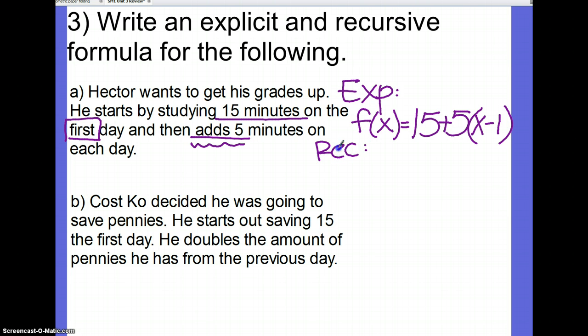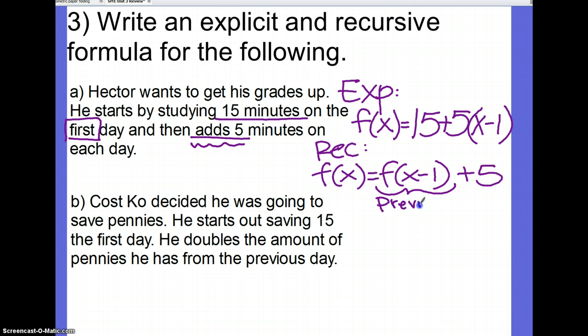Recursive, remember we have f(x minus 1). And what is it doing every day? It's adding 5. So here's the previous day. What do I do to the previous day? I add 5. So that's explicit and recursive.